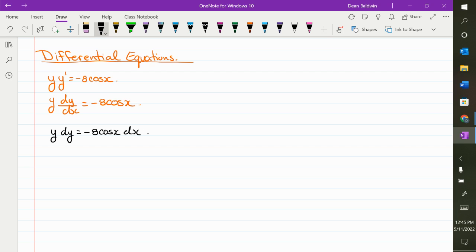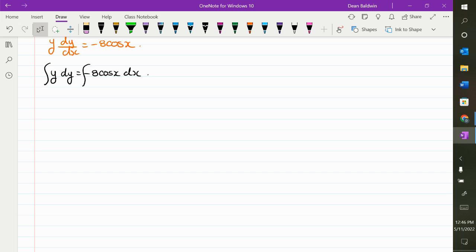And then how do you get rid of the dy and the dx? You integrate both sides. What is the integral of y with respect to y? 1? No, that's the derivative. Oh, y squared over 2. You add 1 to the exponent and divide by it. So you get y squared over 2 is equal to the negative 8. Doesn't really matter, we can pull that out.